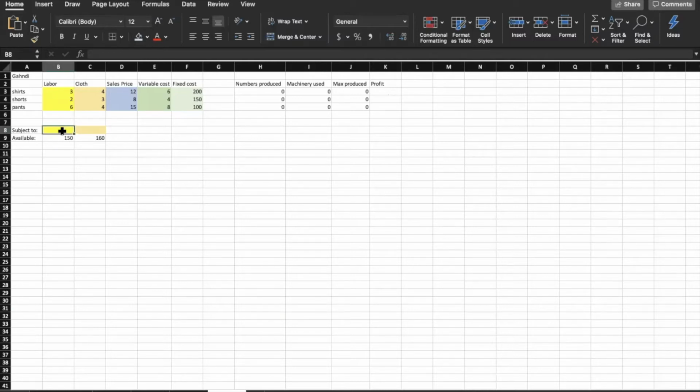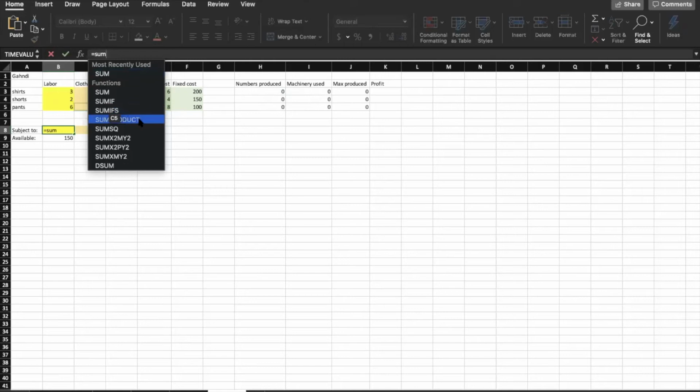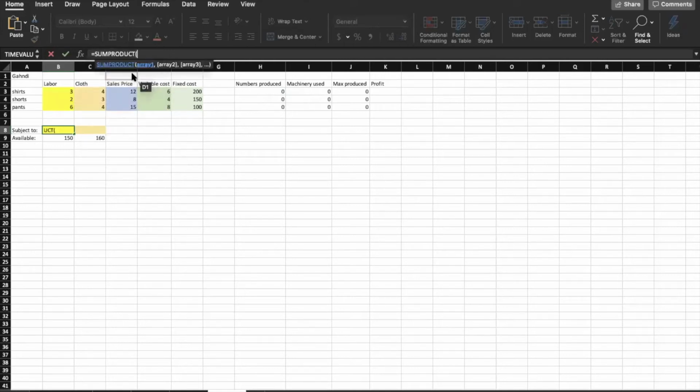So let's do the first constraint. We know that the number of shirts produced times the hours should be less or equal than 150. That's why we will take the number of shirts, sum product of those, and the number of the hours, and we'll put it in the subject to. So here's the sum product function. On the first one, we're going to put the hours needed. We'll just highlight this column, put a comma, and highlight the second column, which is the number of each produced.